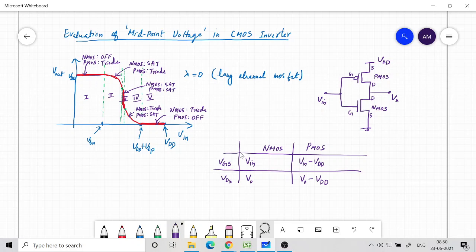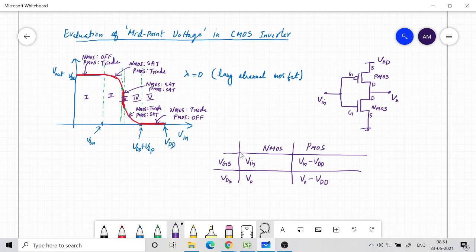For example, if you take the input as VDD by 2, and suppose the output is also VDD by 2, then definitely VDS for both transistors is VDD by 2, which is greater than VDD by 2 minus VTN, or VDD by 2 plus VTP. So that is why there is a region where both are in saturation. Now we are going to evaluate the midpoint, the input voltage at which it is going to trip.